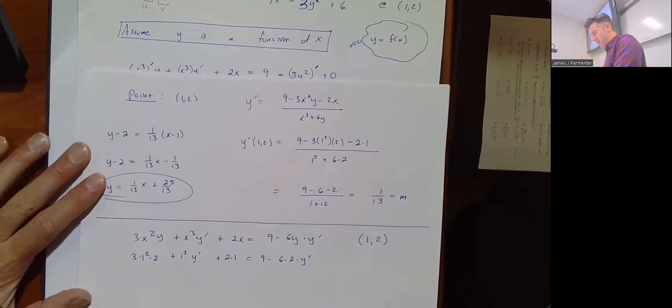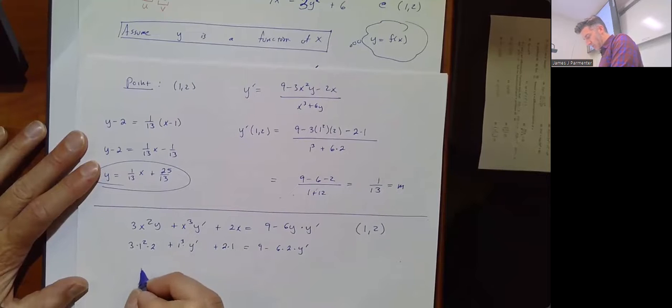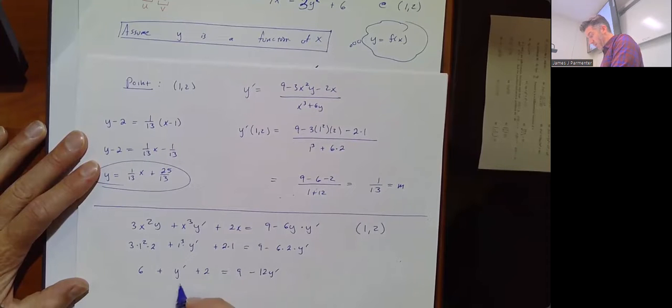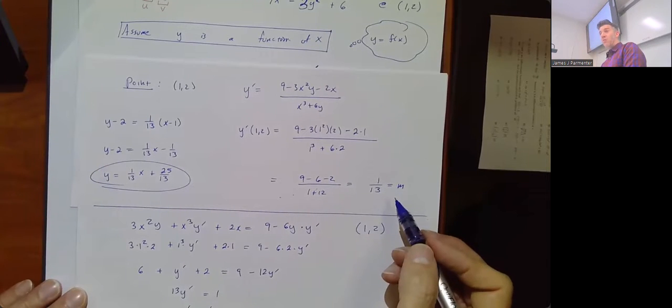And simplifying things, 3 times 1 times 2 is 6. 1 times y prime is y prime. 2 times 1 is 2. 9, and 6 times 2 is 12 y prime. So adding the y primes to the left, I get y prime plus 12 y prime, which is 13 y prime. 6 plus 2 is 8, and 9 minus 8 is 1. So y prime is 1/13, which is exactly what we got for the slope.